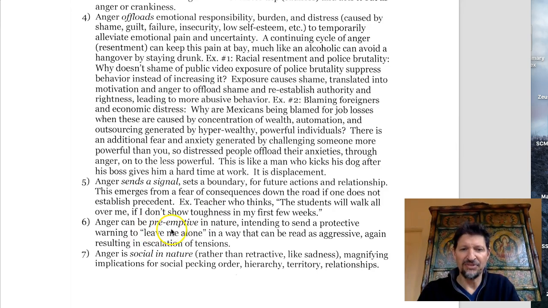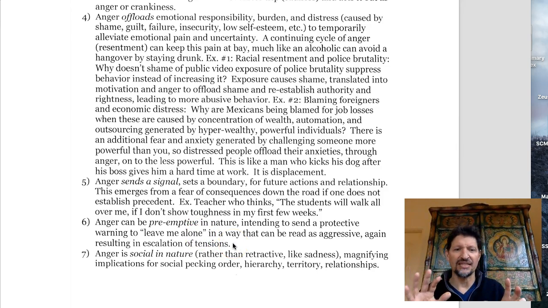Anger can be preemptive in nature, intending to send a protective warning to, quote, leave me alone, in a way that can be read as aggressive, again resulting in escalation of tensions. A lot of times people are just trying to say leave me alone by being angry and aggressive or offensive. But actually the other person could take it as an offense and as an actual offensive action meant to start trouble instead of leaving someone alone.